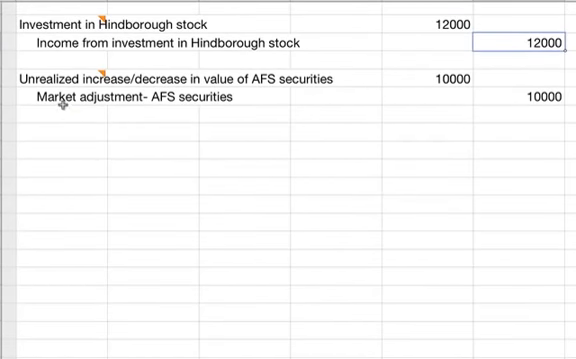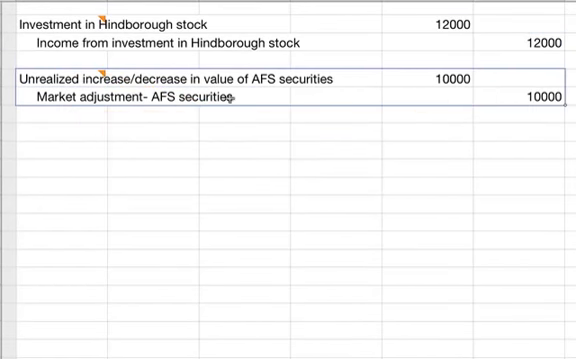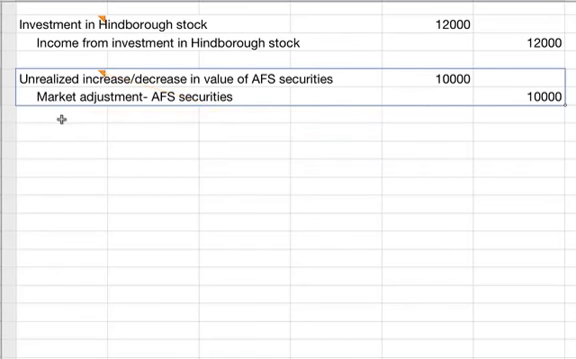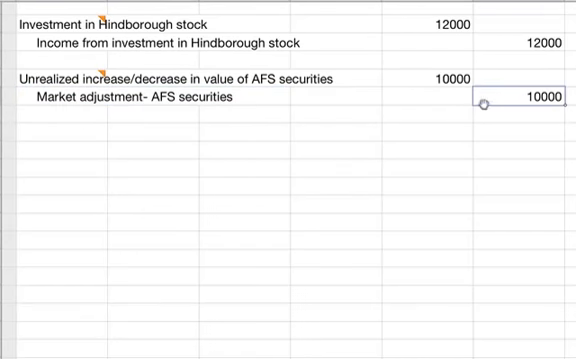Now at the end of 2011 again, you have an unrealized decrease debit to the value of the AFS securities. This is because the market value of Geco stock went down $1 per share, and Globe owns 10,000 shares, so that's $10,000. To finish that entry, you credit market adjustment to AFS securities for $10,000.